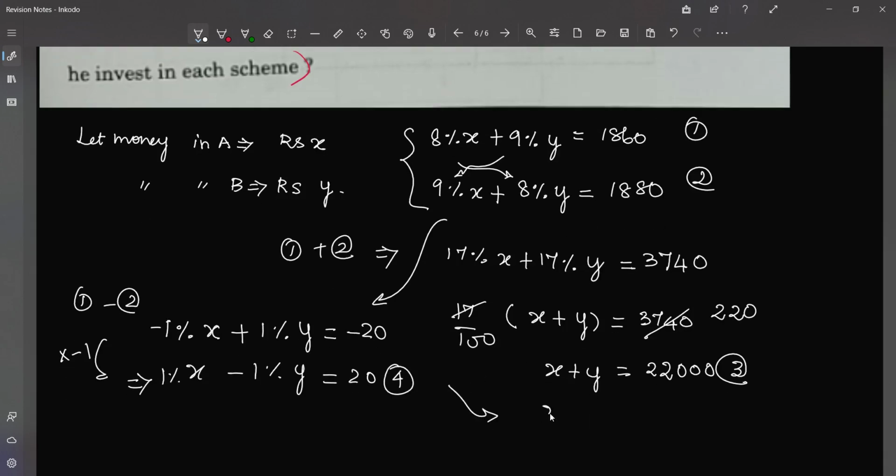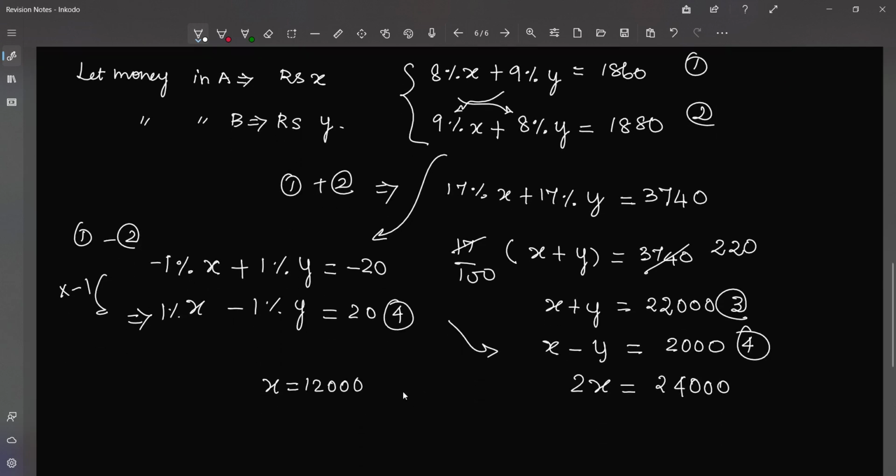I'm bringing this fourth equation here. So X minus Y is equal to 20 followed by 2 zeros, as the divided by 100 goes to the other side. If you add these two equations, you will get 2X, which is equal to 24,000. So X is going to be 12,000 and Y is going to be 10,000, by elimination and substitution methods. X is going to be rupees 12,000 and Y is going to be rupees 10,000.